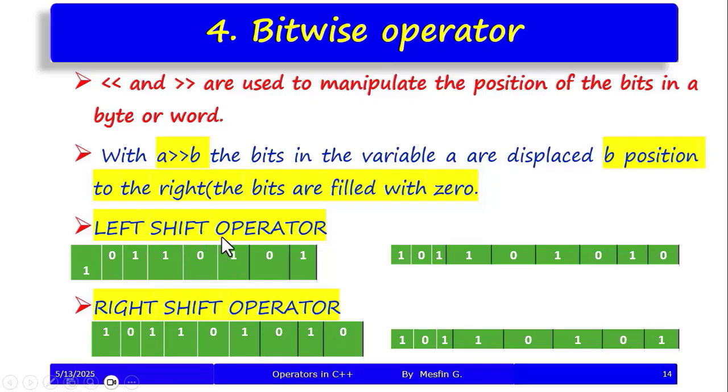Similarly for the left shift operator, 1 0 1 1 0 1 0 1 becomes 1 0 1 1 0 1 0 1 0. So the last digit is filled by 0, and the left shift operator is equivalent to multiplying the decimal number by 2.